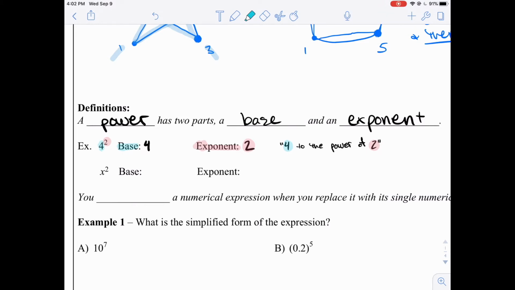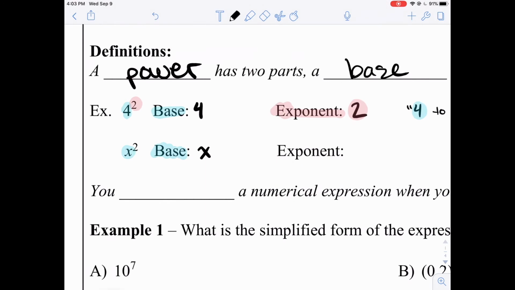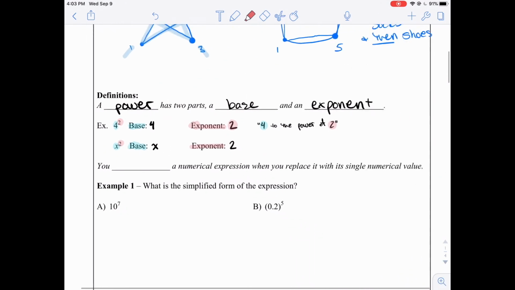Similarly, your base doesn't have to be a number. Your exponent doesn't have to be a number either. But here we have a base. Our base is a variable. The specific variable is x. And our exponent is still 2. Nice. Way to keep it consistent. Our exponent is 2. So we can read this as x to the power of 2, or x squared is fine as well.